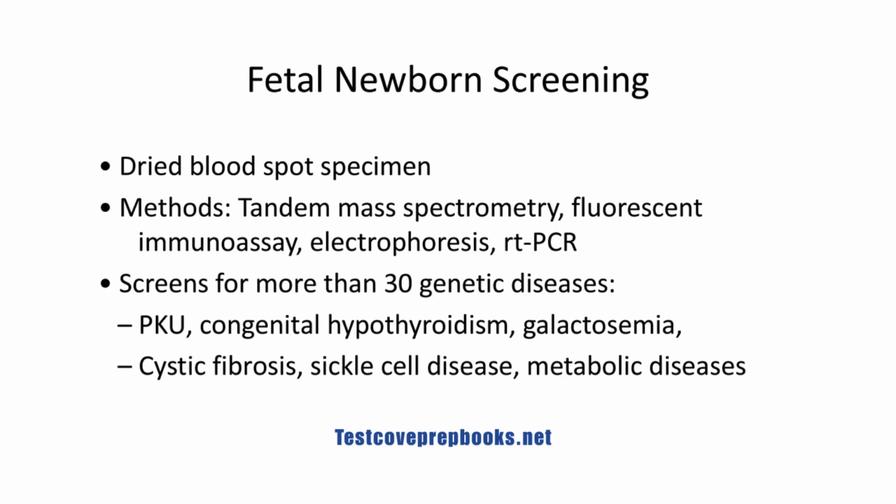After birth, newborns are screened using dried blood spot specimens. These samples are analyzed with techniques such as tandem mass spectrometry, fluorescent immunoassays, electrophoresis, and real-time PCR. Newborn screening identifies more than 30 genetic and metabolic conditions, including phenylketonuria, congenital hypothyroidism, galactosemia, cystic fibrosis, sickle cell disease, and other metabolic disorders.